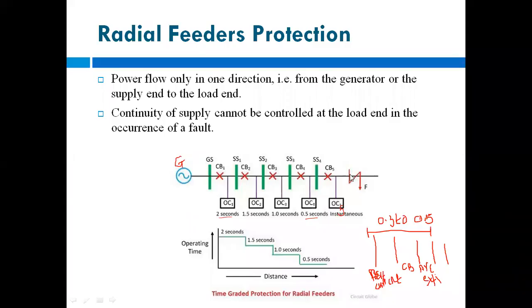Good afternoon, everyone. In the last lecture, we have seen the different feeders. First, we have seen the radial feeder. In a radial feeder, there is a single generating station, and the power flows only in one direction, right?